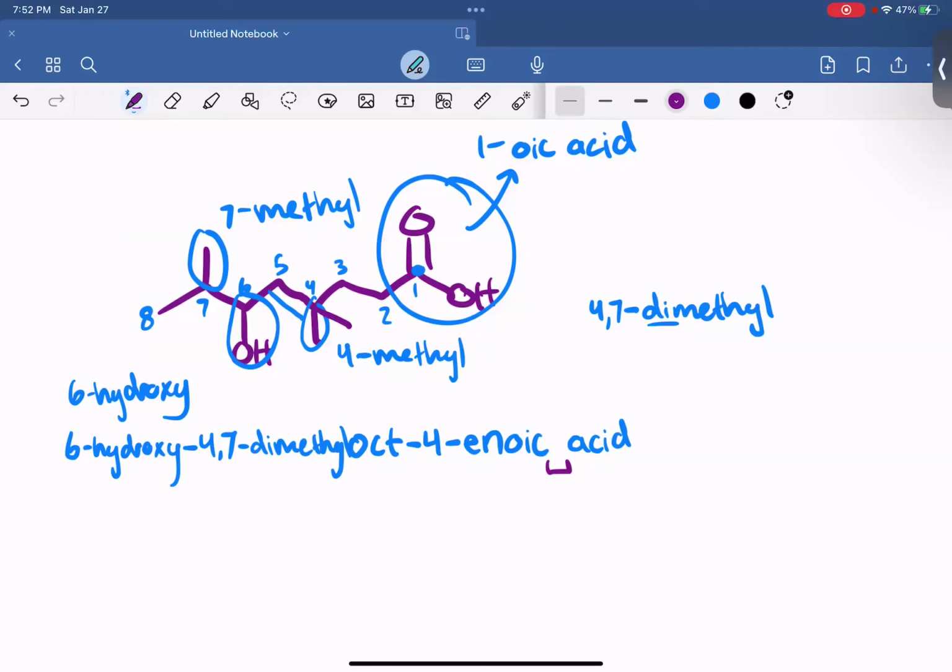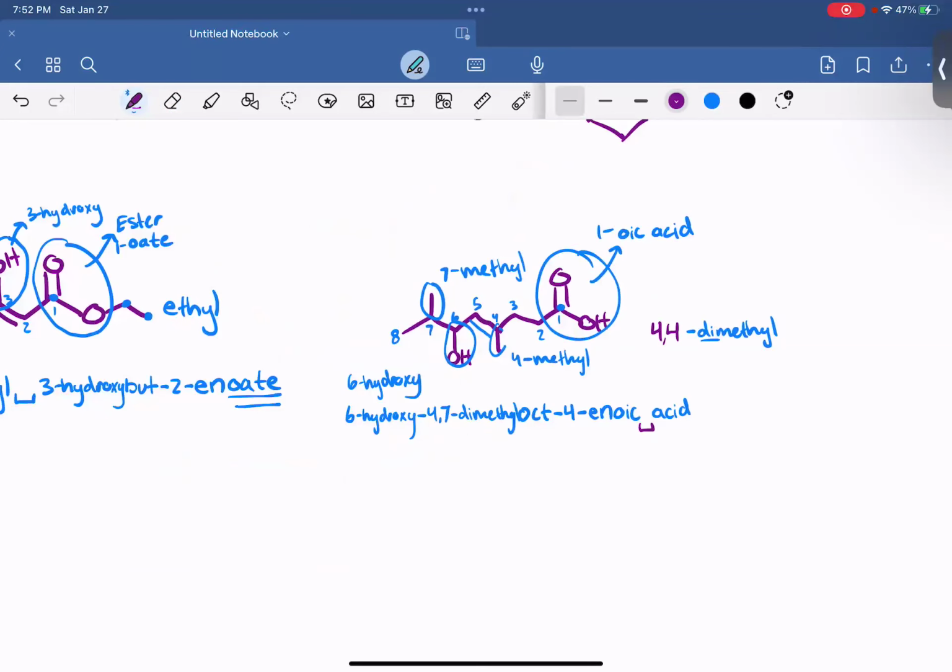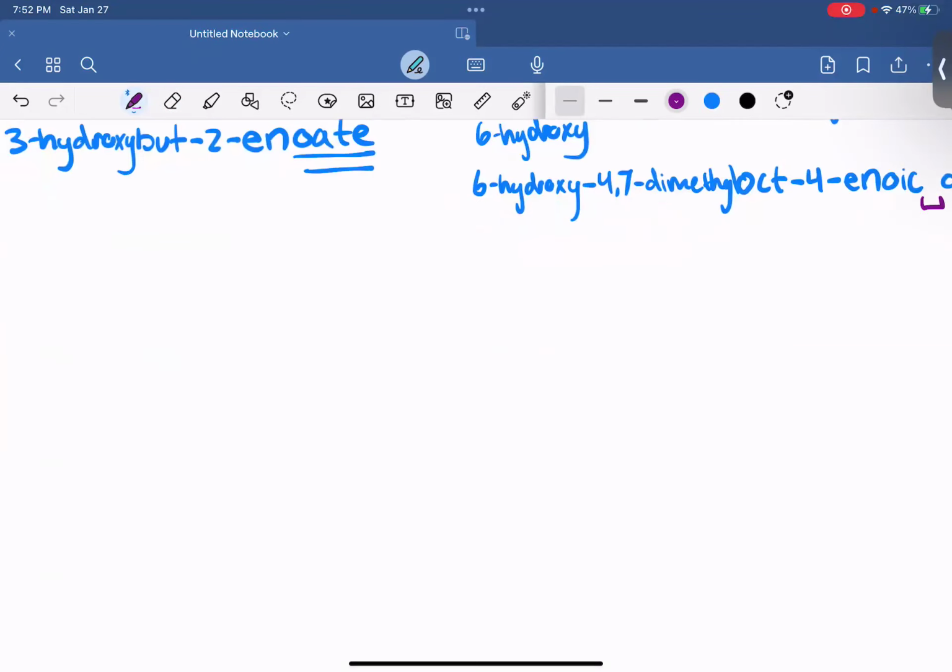You might ask, well, what if those methyl groups are on the same carbon? You would still have to tell me where each of the locations are. Okay, let's do one more, and then I'll make another video after this one going over some harder examples.